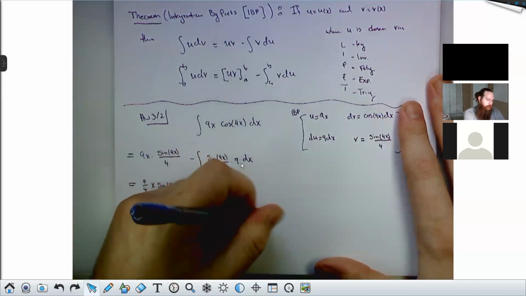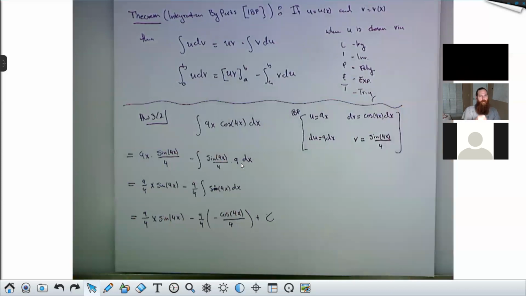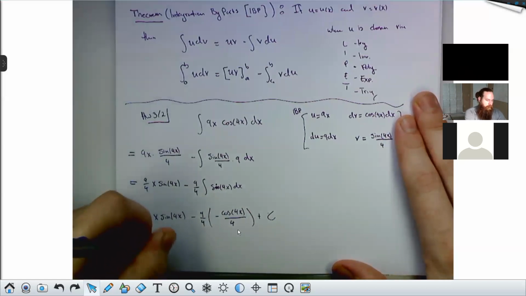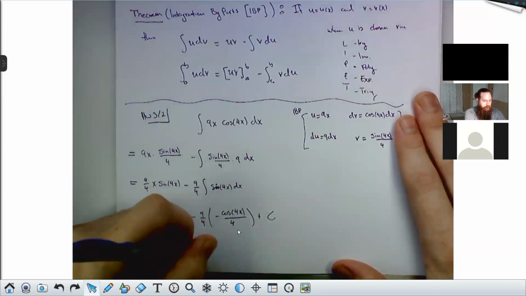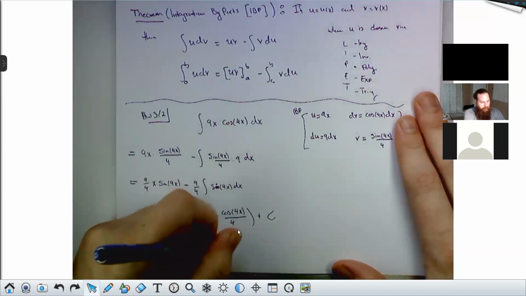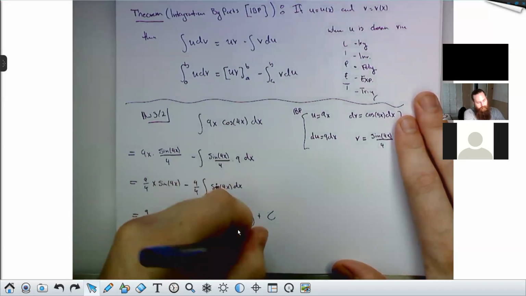And at this stage, we would start writing our plus c because I have no more integrals. And this bit we can clean up a little. The 2 minuses will make a plus. The 4 times 4 downstairs is a 16. So this is 9/4 x sine 4x minus 9/16. Sorry, plus 9/16 cos 4x plus c.